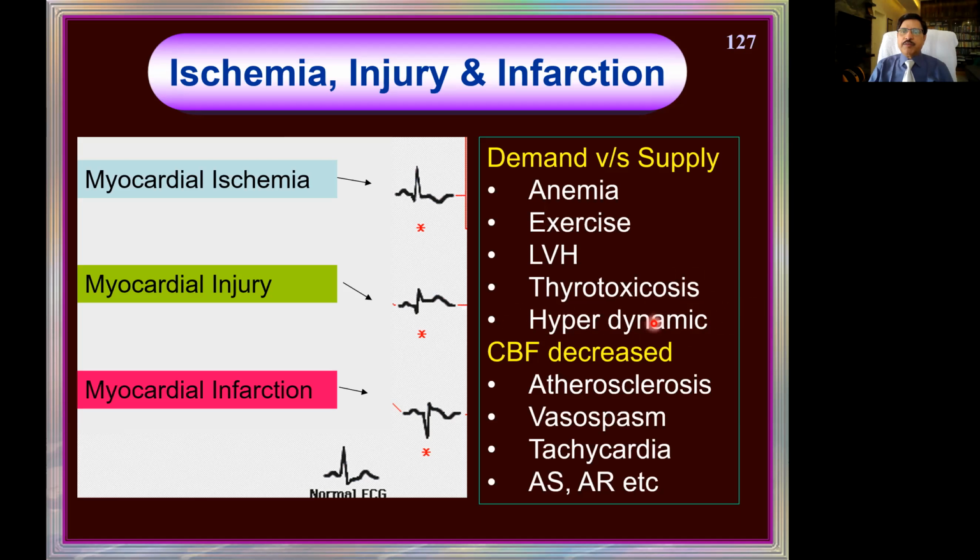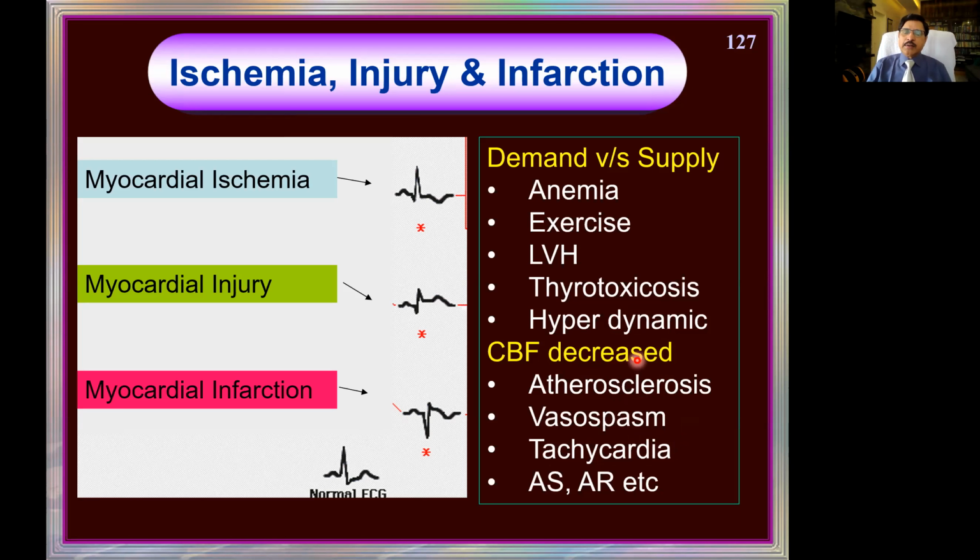So these are the various conditions. This is not an exhaustive list. These are some of the common conditions that throw a demand for excess oxygen requirement of the heart, though the supply is normal. But supply can also be reduced when there is an atherosclerotic occlusion of one or more of the coronary arteries, or when there is a vasospasm, as occurs in variant angina, also called Prinzmetal angina, or when there is tachycardia, because in tachycardia, CBF, coronary blood flow, is reduced.